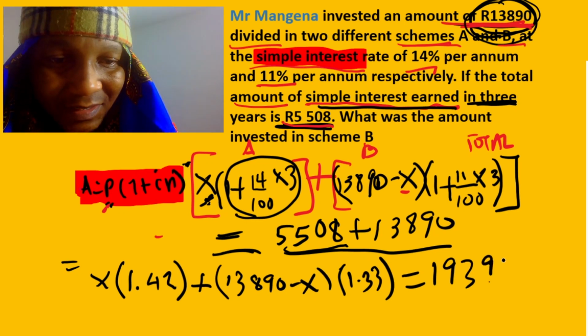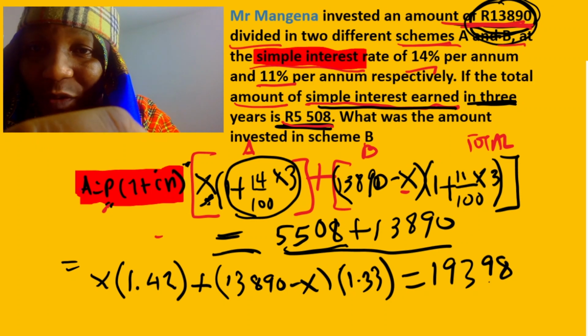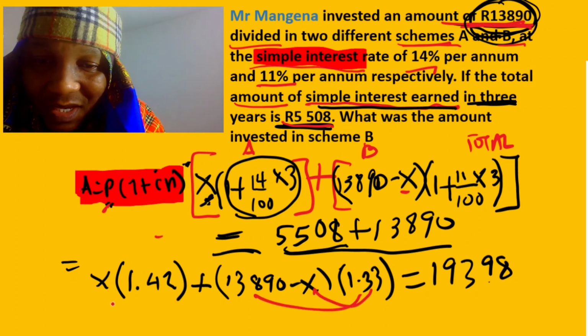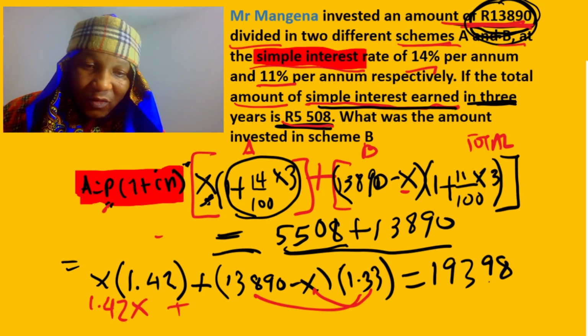98. So the next thing is, we multiply this out because we have to expand it. Multiply and then also multiply with it. So this is going to give us 1.42 x plus 1.42 x.